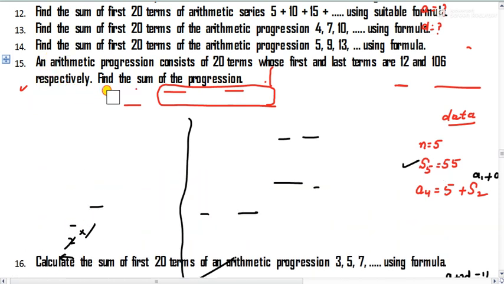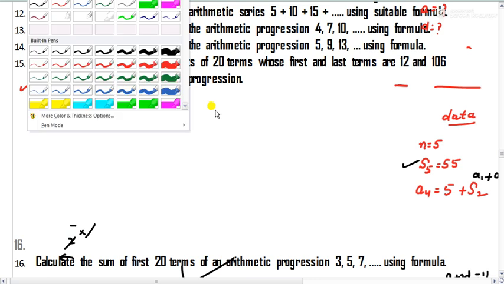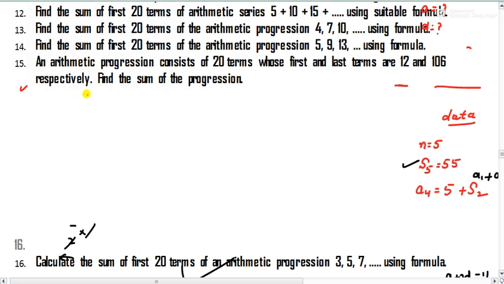Yeah, this question: an AP consists of 20 terms whose first and last terms are 12 and 106. Oh, so this is easier. I thought it was a little different. Can you tell me which formula you will use? n is 20. First term is 12. Last term, an, is 106. They have asked to find the sum Sn. So which formula will you use?